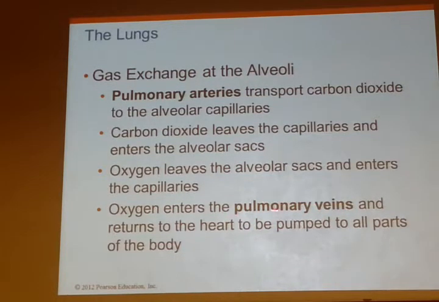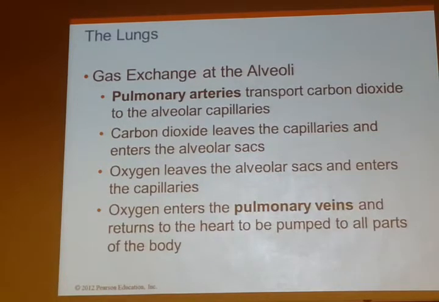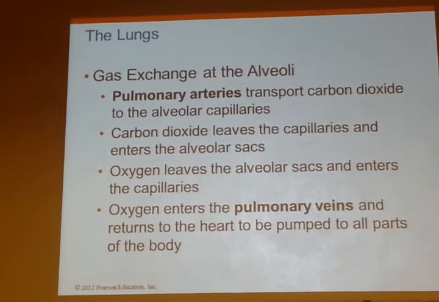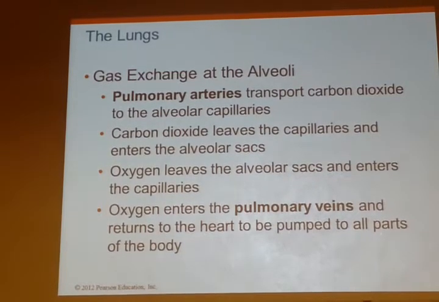The pulmonary veins will collect the oxygenated, decreased carbon dioxide blood into the veins and then carry it back to the heart to then go out to the tissue. So O2 will be in high concentration and CO2 in low concentration to leave the heart.